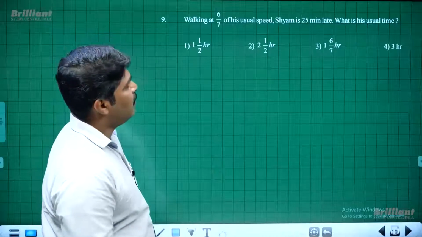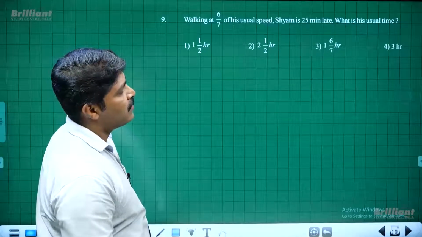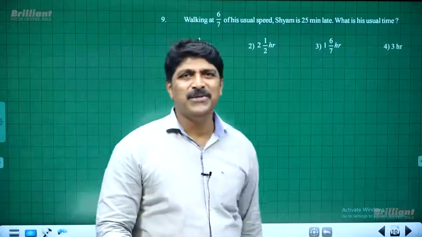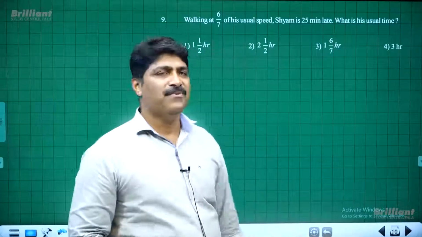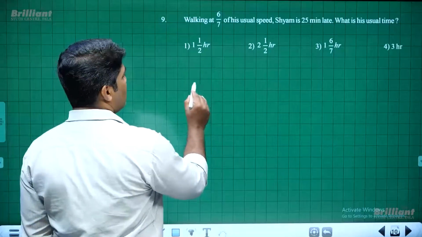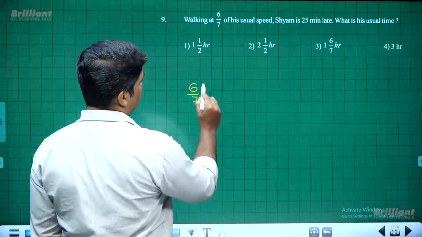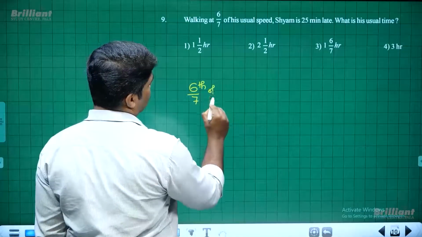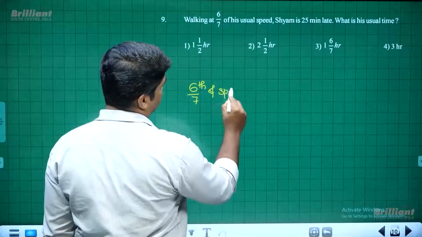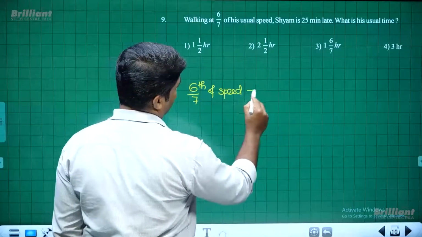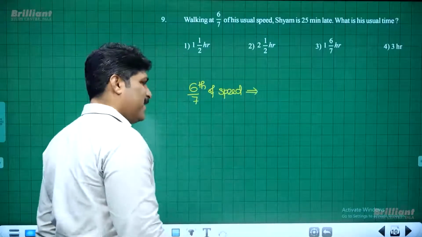Walking at 6 by 7 of his usual speed, Shyam is 25 minutes late. What is his usual speed? I will teach you a very easy method for this type of question. You just simply consider 6/7 of speed. What's the result here?